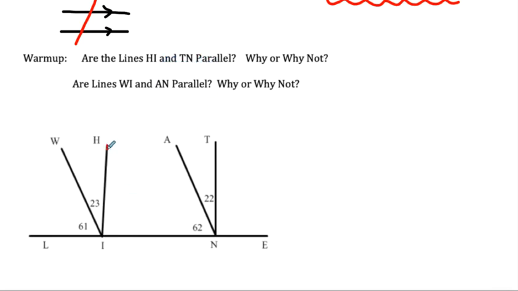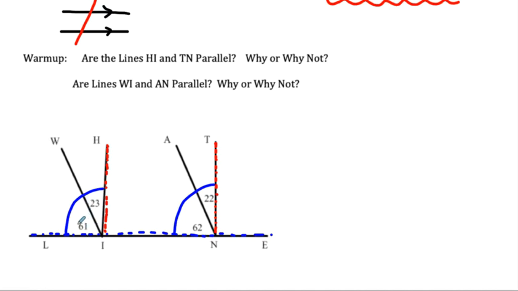In order for these lines, HI and TN, to be parallel, we'd need to be able to find a parallel relationship. If those are the lines that we're trying to see if they're parallel, then this would be the transversal, because that's the line that cuts through them both. I looked at them and I'm like, well, if that's the case, these are corresponding angles. So let's see if those corresponding angles are actually congruent.